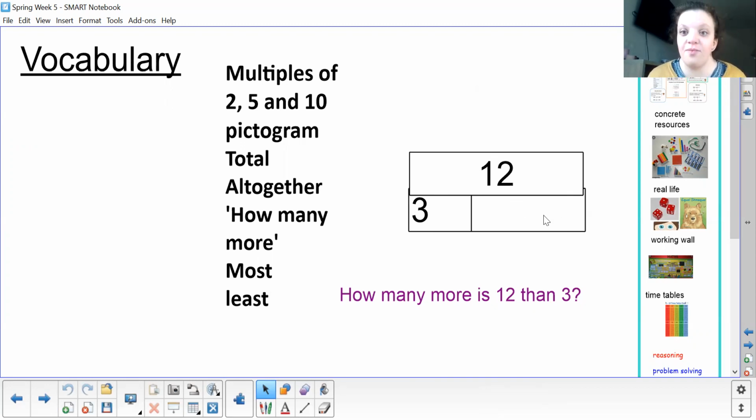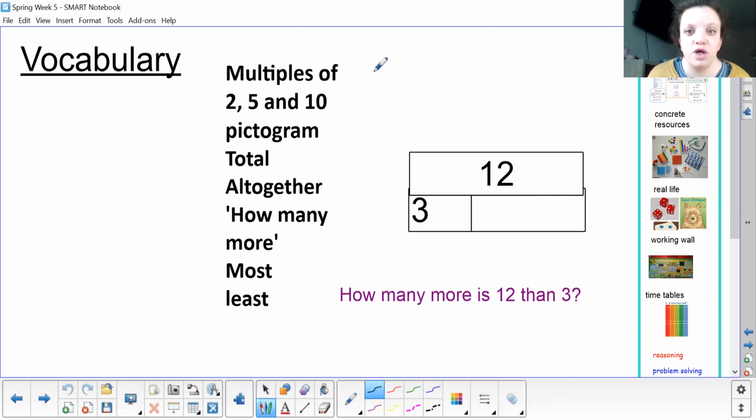Now we know that when we have a part missing, so our part is what we're looking for, how much we can add to 3 to get to 12, how much more 12 is than 3. When we have a part, we know we can take away to find out what the part is. We add to get our whole, but we can take away to get our part.